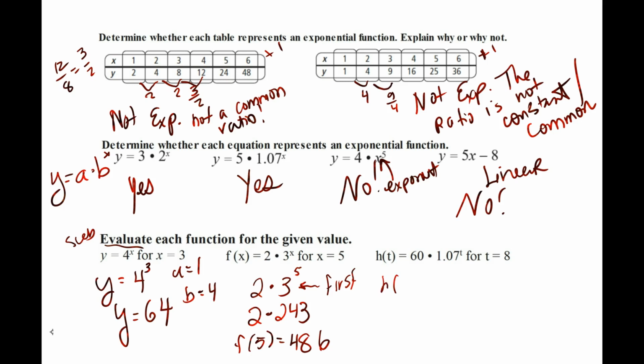All right, and then the last one, we have h of t. So say h of 8 is equal to 60 times 1.07 to the 8th power. Of course you can put all this in your calculator and you'll be fine, but I'm just showing you the way you would do this. 1.07 to the 8th power is some long number. I'm not going to write it down. Multiply it by 60. Yeah, it's a long number. We're going to round to the nearest tenth. So h of 8 is equal to 103.1.